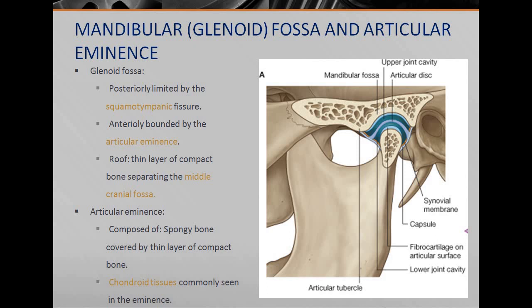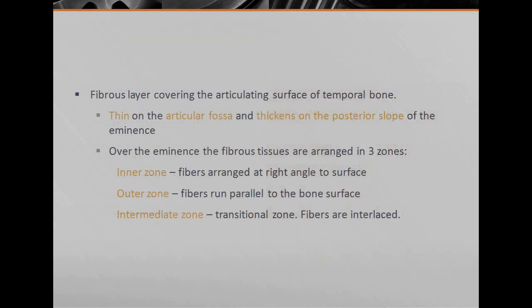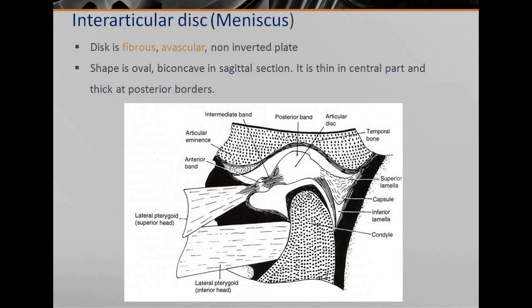The articular eminence is mainly made up of spongy bone covered by a thin layer of compact bone. Chondroid tissues are commonly seen in the eminence. The fibrous layer covering the articular surface of the temporal bone over the eminence is arranged in three zones: inner, outer, and intermediate zones.